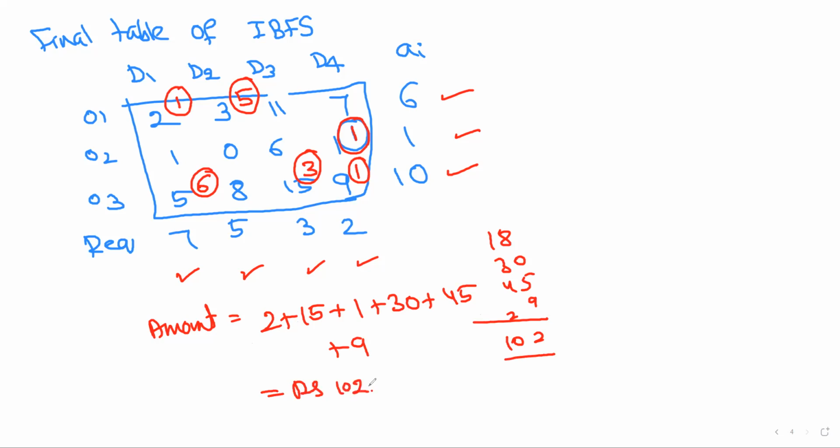Now I have to check whether this 102 rupees is the best or is there any chance to reduce it? Now keep the heading Step 2, optimality test.